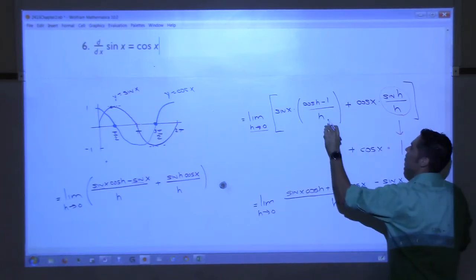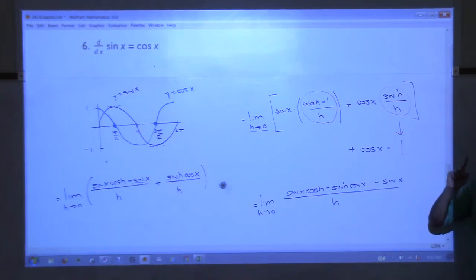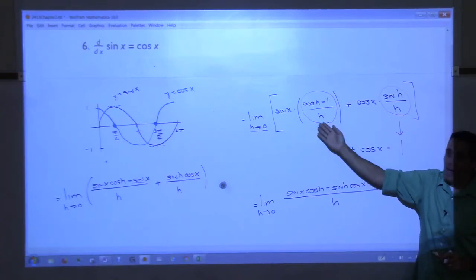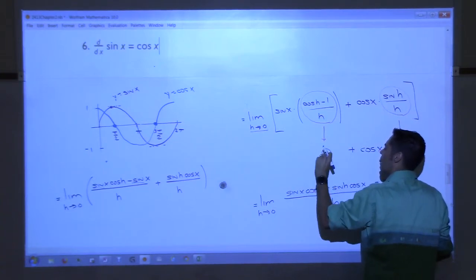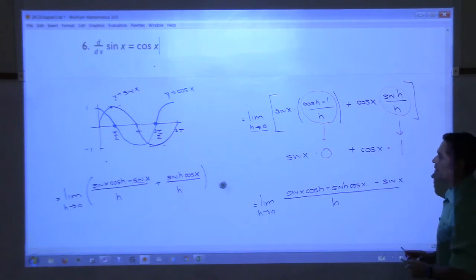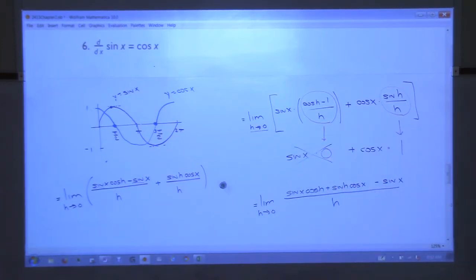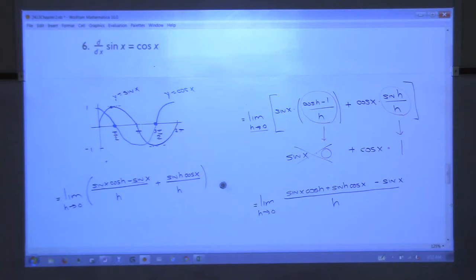Now, this one was, I gave you in your notes 2 important formulas to remember. This one and that one. This one we didn't use as much, but that one goes to 0. So this one goes to 0, and in front of it is sine x, but that's not going to matter, is it? Because 0 times sine x is gone. So all you're left with is what? Cosine x. So the derivative of sine x is cosine x.